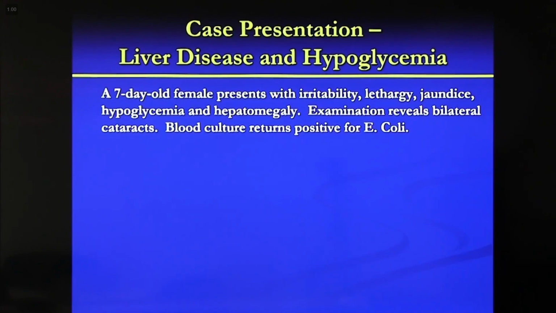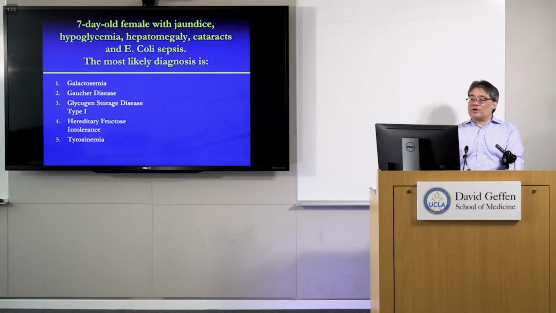Now, we have another form of hypoglycemia. This is a 7-day-old with irritability, lethargy, and jaundice, and hepatomegaly, so some liver disease present at a very early age. The exam shows bilateral cataracts, and the blood culture is positive for E. coli, and that is important. So which of the following is a likely diagnosis?